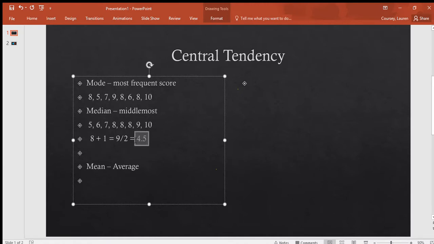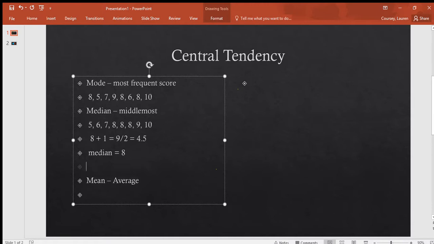Now, 4.5 is not my median. 4.5 is the position of my median. So I need to go back to my set of scores to determine where is 4.5. Right? So I look at 1, 2, 3, 4. So 4.5 would be halfway between 8 and 8. So halfway between 8 and 8 is, of course, 8. So my median is 8.